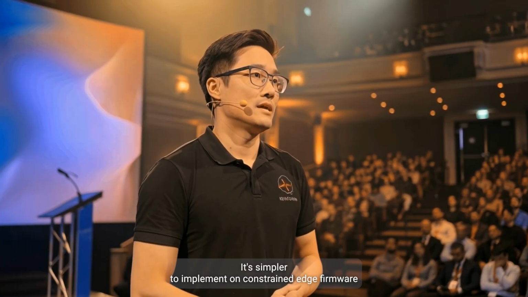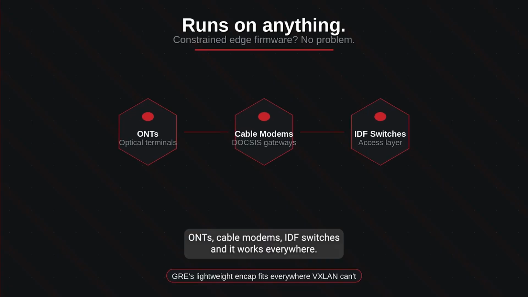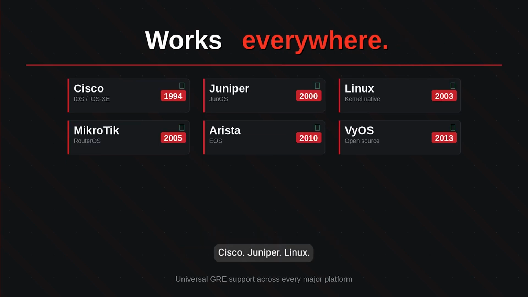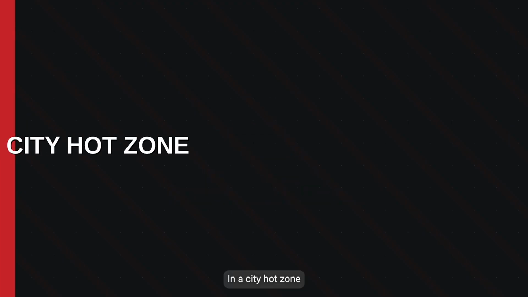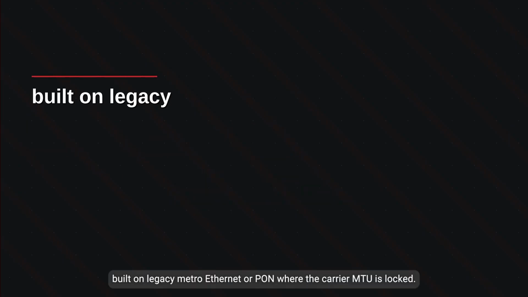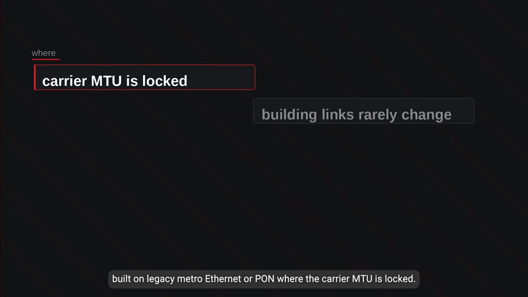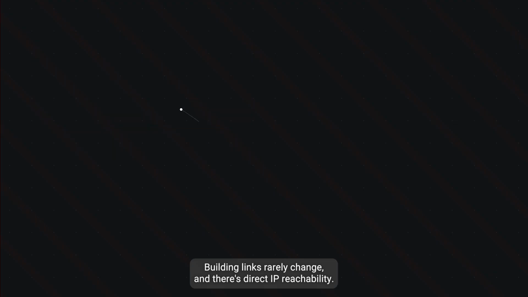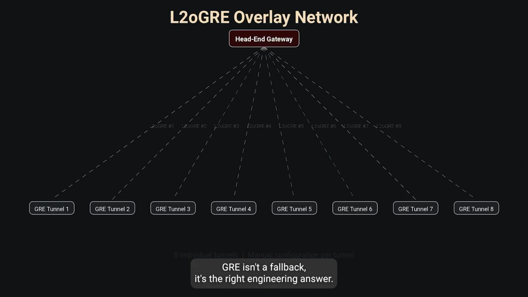It's simpler to implement on constrained edge firmware: ONTs, cable modems, IDF switches. And it works everywhere: Cisco, Juniper, Linux, going back to 1994. In a city hot zone built on legacy Metro Ethernet or PON, where the carrier MTU is locked, building links rarely change, and there's direct IP reachability, GRE isn't a fallback. It's the right engineering answer.